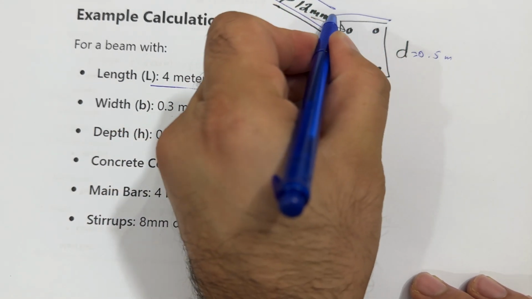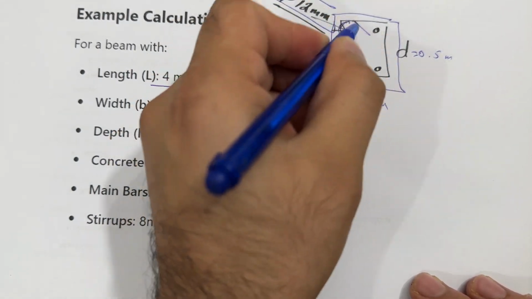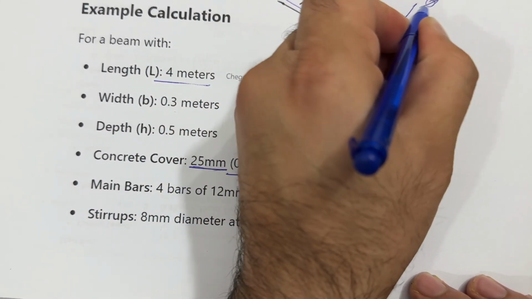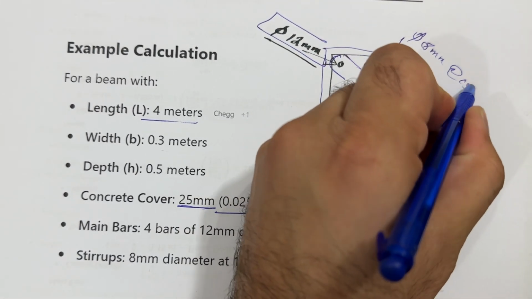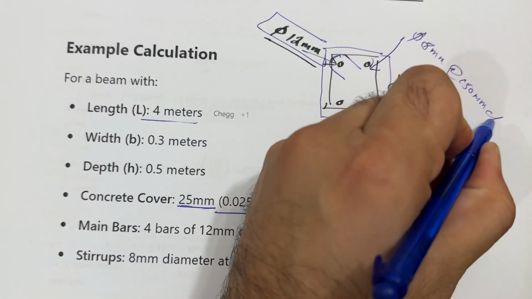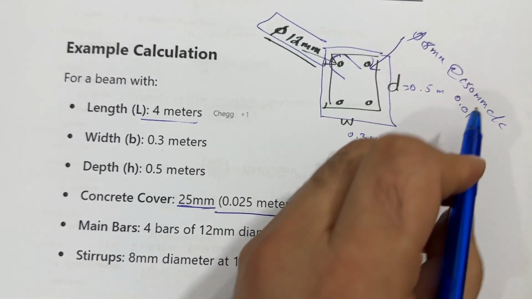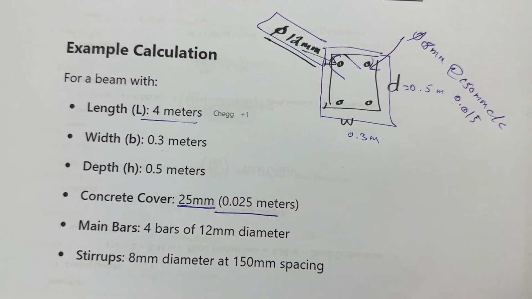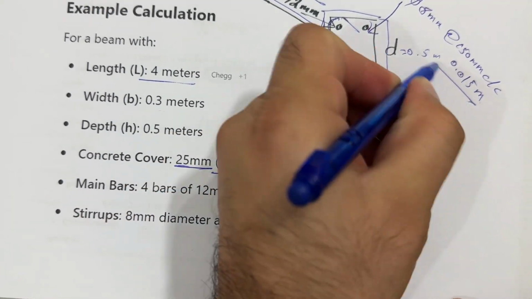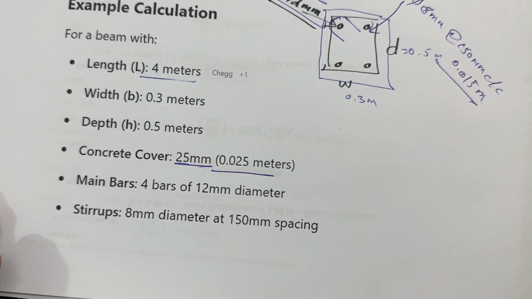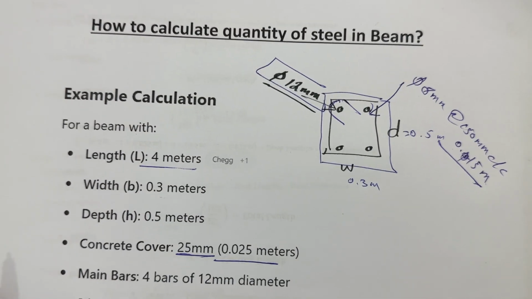You can see here, this is the stirrup. The stirrup diameter is 8 millimeter with a spacing of 150 millimeter center to center, or normally in meter, 0.15 meter, sorry, because this is the spacing of the stirrups.